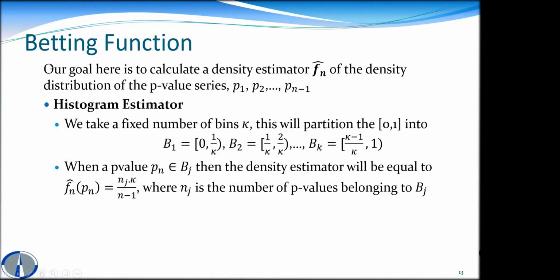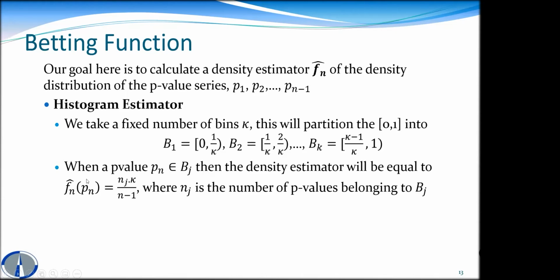The betting function we have used here is the histogram betting function, the histogram density estimator. It's very simple to find and also very computationally efficient. To calculate the histogram betting function, we just have to partition the interval 0 to 1 into k sub-intervals according to your number of bins. Then you count how many p-values belong in each interval.